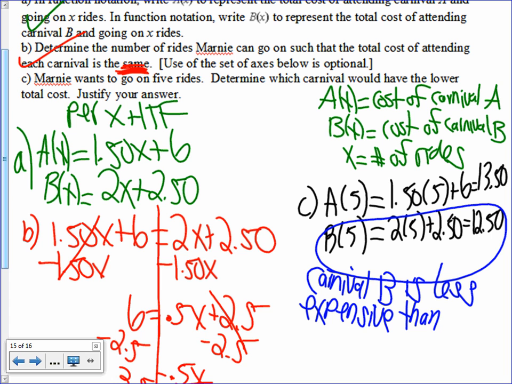Than Carnival A for 5 rides. If it was a different amount of rides, it might not be cheaper. That's why it's good to have a plan.